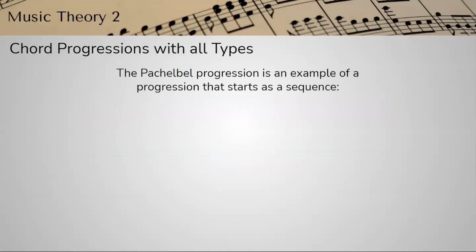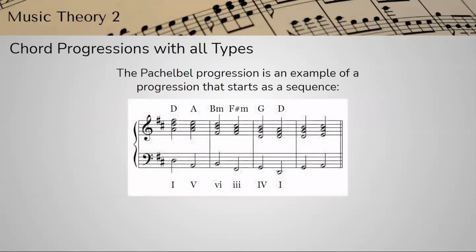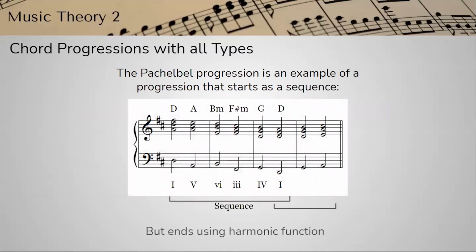So that Pachelbel progression is an example of a progression that starts as a sequence, like we just saw, but then the last 2 or 3 chords use harmonic function as their guide, right? So that one chord is the tonic, and then we need a subdominant chord to follow that, so we'll use 4. Then we need a dominant chord to follow that, which is 5. So it uses the harmonic function model to kind of end the sequence, to kind of turn it around. So here we have a sequence at the beginning and harmonic function at the end.